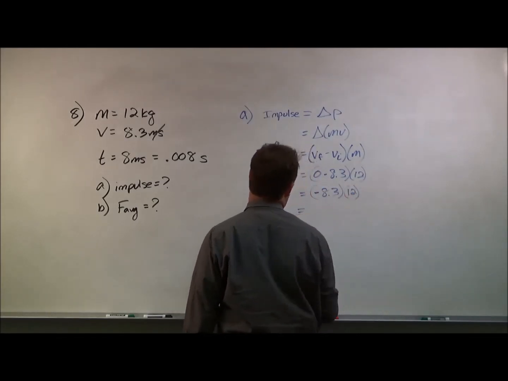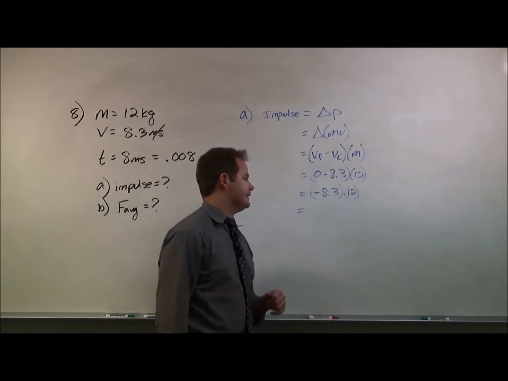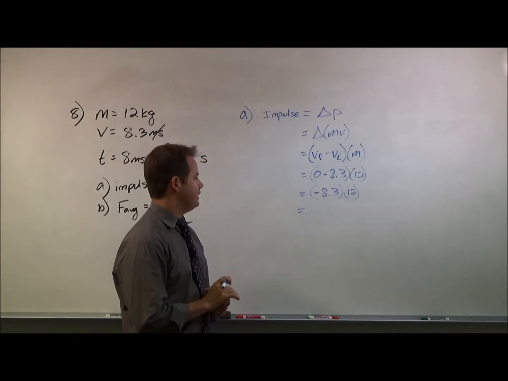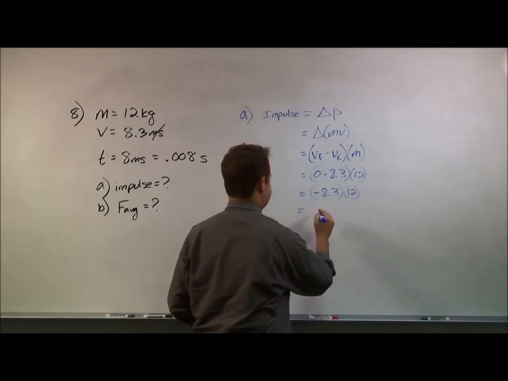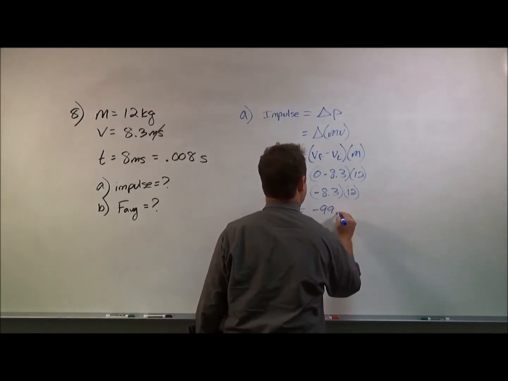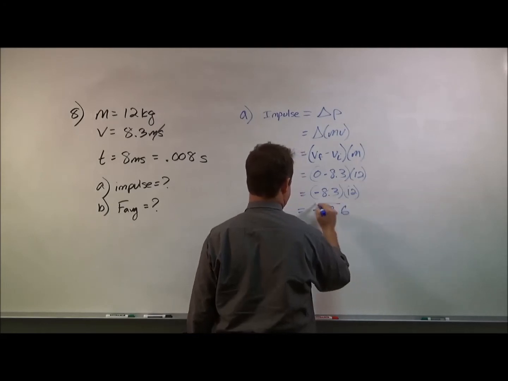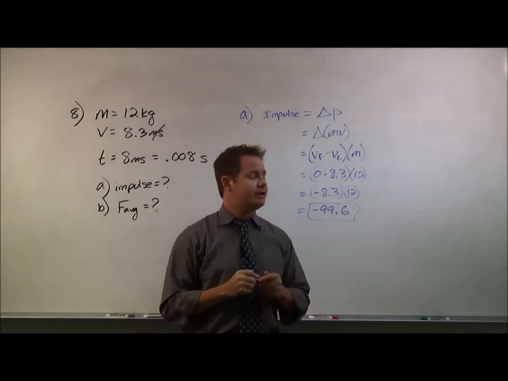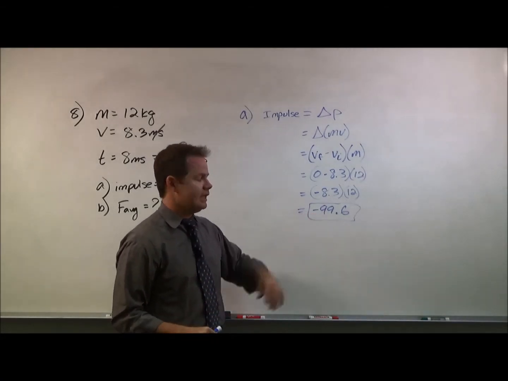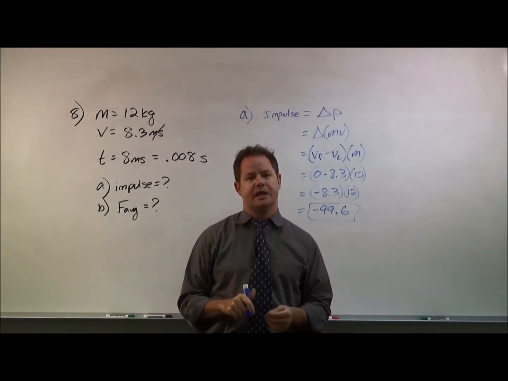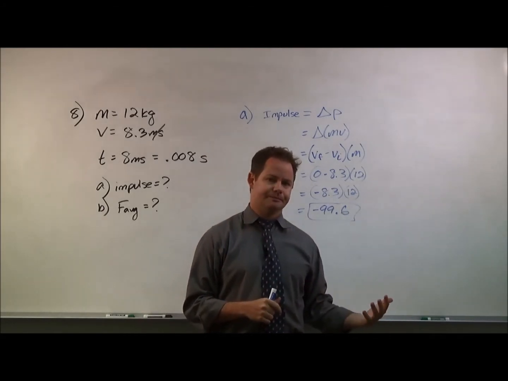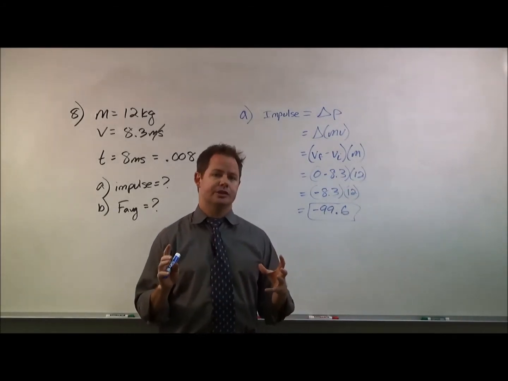times 12. 12 times 8 is 96. 12 times 0.3 would be 3.6, so that'll be negative 99.6 for your value of impulse on this. So numerically we're looking at 99.6, but the negative sign just means that the force is being applied in the opposite direction that the object is initially moving.